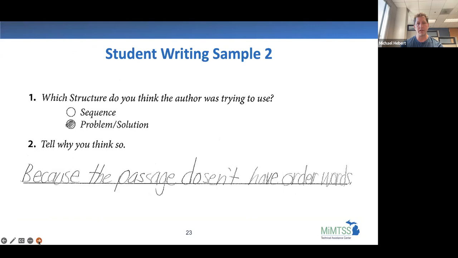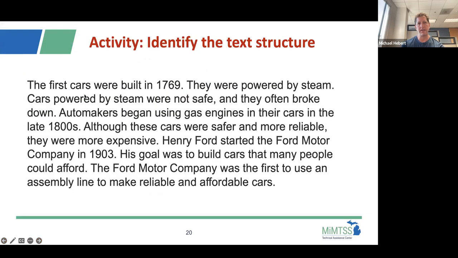they thought problem solution, because the passage doesn't have order words. This student was taught to look for things like first, second, third, or then, or next. And yes, we did have the word first, but those other words weren't used throughout. It wasn't first this, second this, third this. Instead, there were these dates. And so the student said, well, because it doesn't have this, I'm going to say problem solution. So what's the problem with that logic? They're just looking for a few keywords, but not really understanding the author's purpose or information from that text.